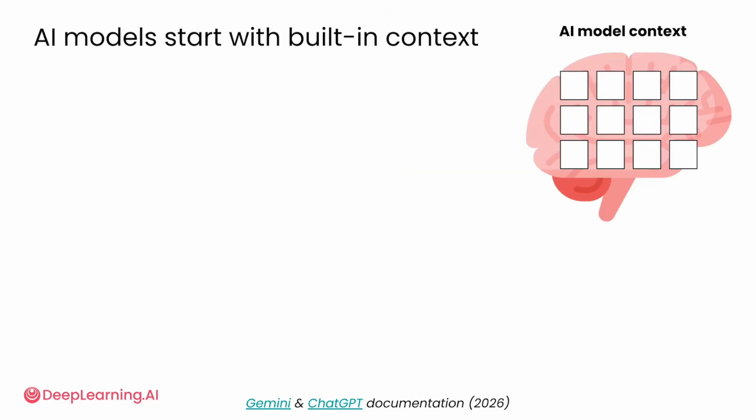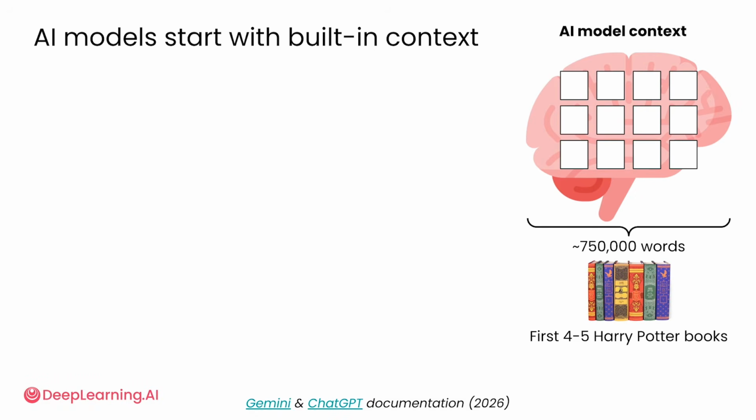AI models start with some amount of built-in context, and leading AI models today can accept maybe up to around 750,000 words as context. And this corresponds to about the first 4 or 5 Harry Potter books. So that's a lot of text. Or several days of continuous speech. So many people underestimate how much information or how much context you can give to an AI model. Now, when you ask the AI model a question, by default, its context is filled with a few things.